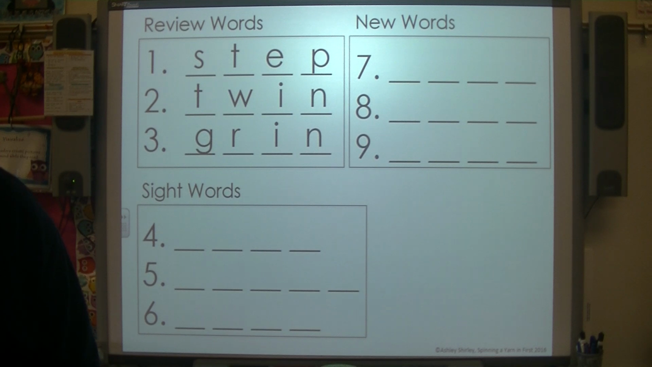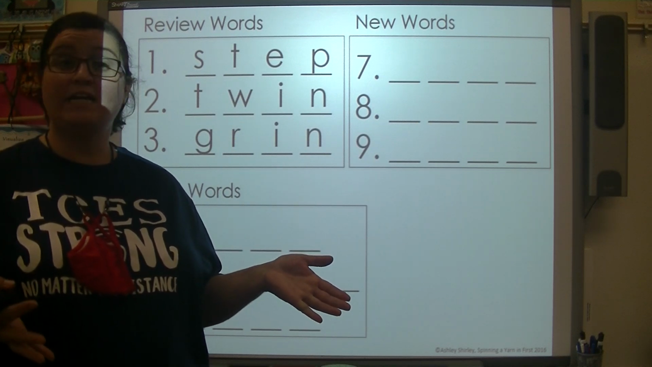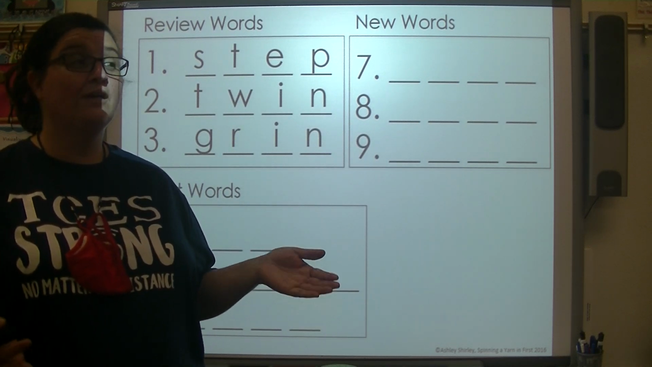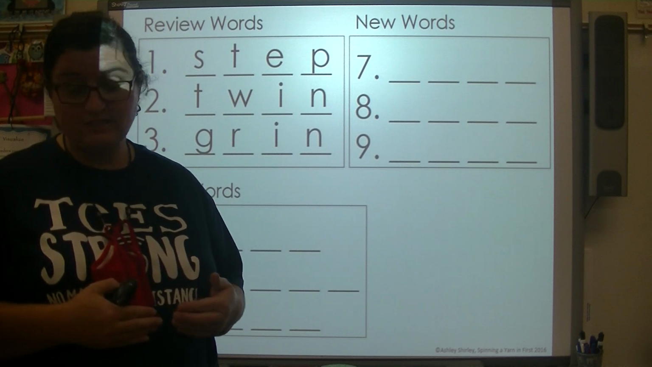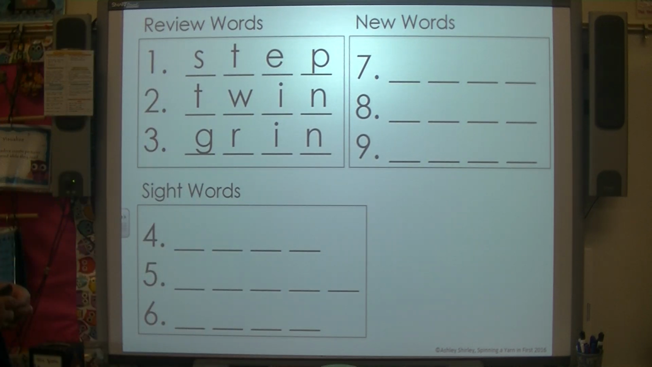Now, let's practice some sight words, funny words. Remember, they are funny. You cannot sound them out. You have to memorize how to spell them. So put your finger on number 4. We are going to spell the word what. Try to spell the word what on number 4.